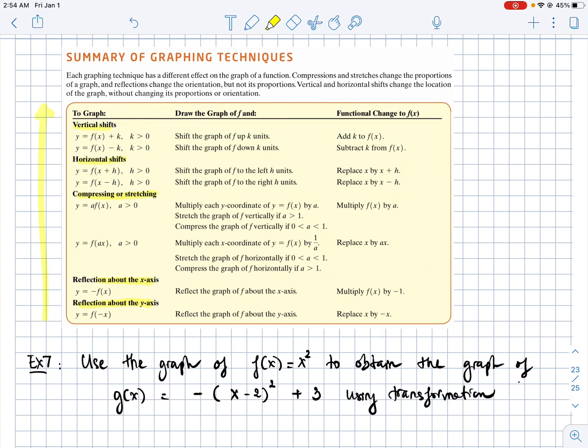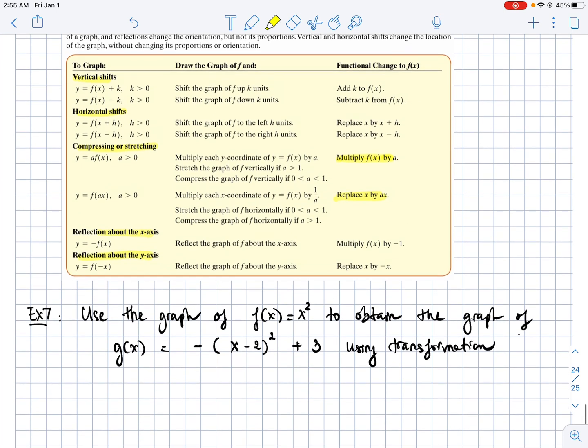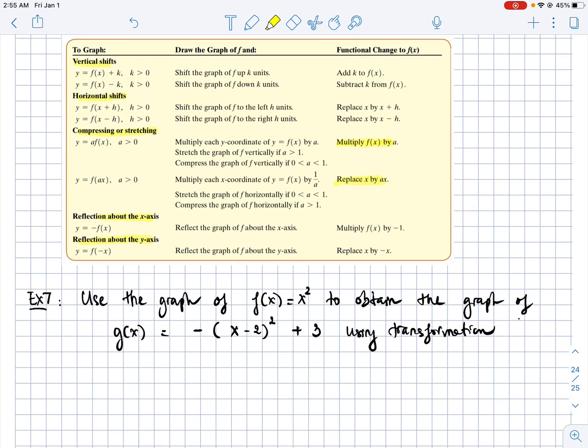That means we're looking for the reflection about the x or the y first, then compress or stretching, and then horizontal shift and vertical shift. The only steps where you are allowed to use the table are step number 1, when you begin from the function from the library, and also the compressing and stretching, which is right here. They explain how the table looks.